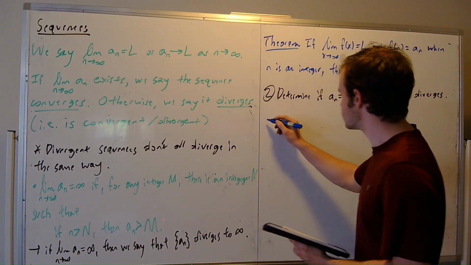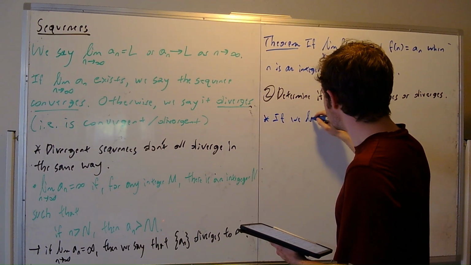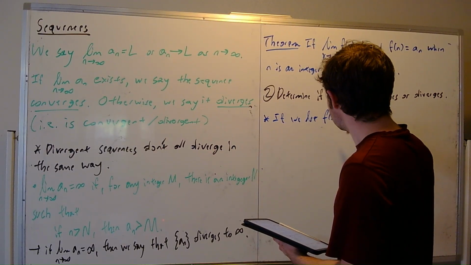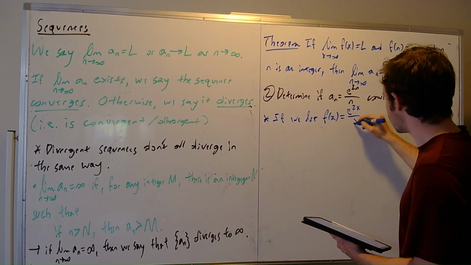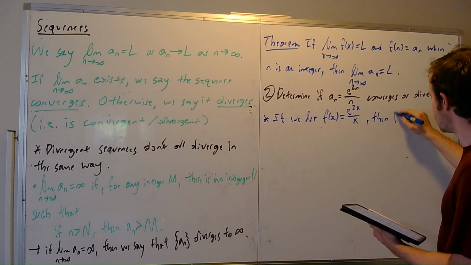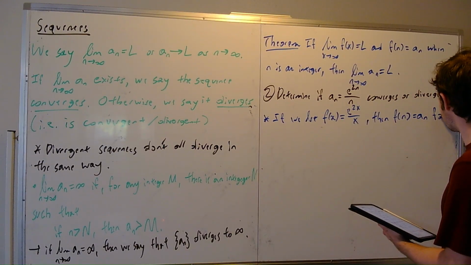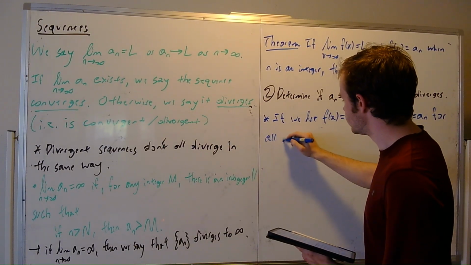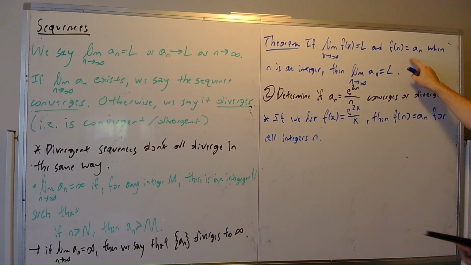So if we let f of x equal, so we just replace the n's with the x's, e to the 2x over x, then f of n equals a_n for all integers n, right? So that's just what we said here in the theorem that we needed. So now we can just take the limit of this function.